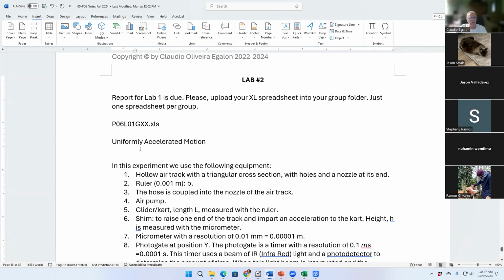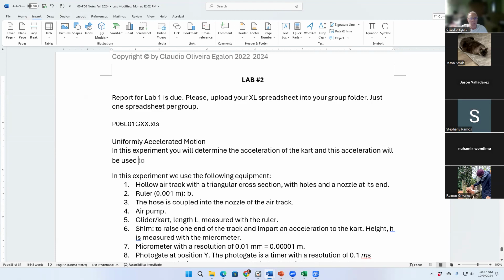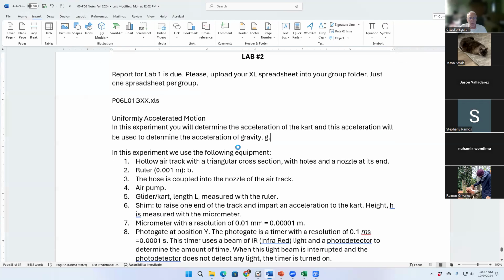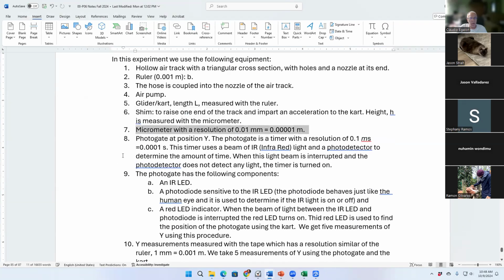Okay. In this experiment, let me write it down. In this experiment, you will measure, you determine the acceleration of the cart, and this acceleration will be used to determine the acceleration of gravity, G. Okay? And I'll explain to you how we do that.